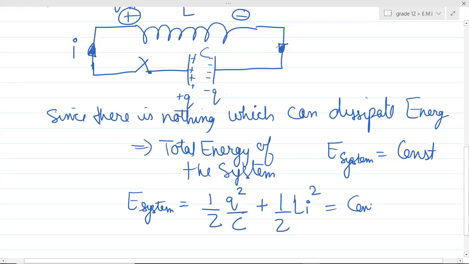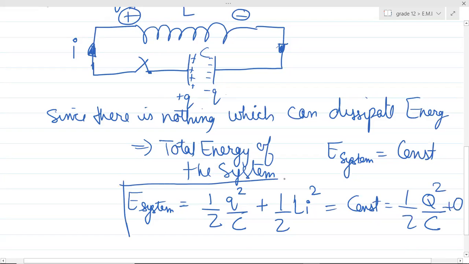Acha, will this be constant? What will this constant be equal to? Will it be equal to half Q squared by C? Because initial energy was this only, no? Plus 0. Initially, I didn't have an active inductor involved. The inductor was just there. Yes or no, guys? Can I say it like this? Just remember this part. Okay.